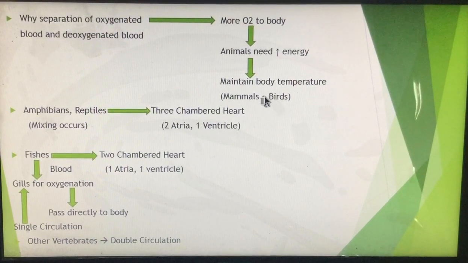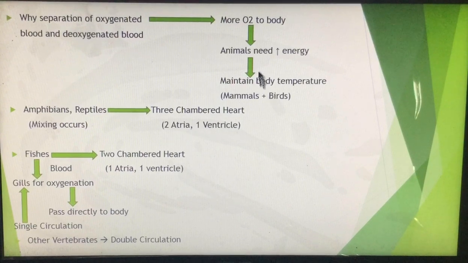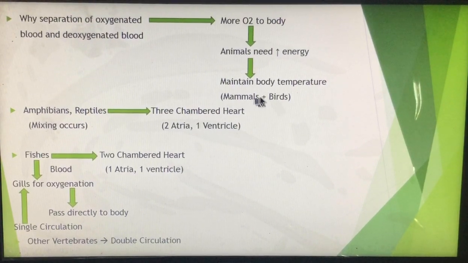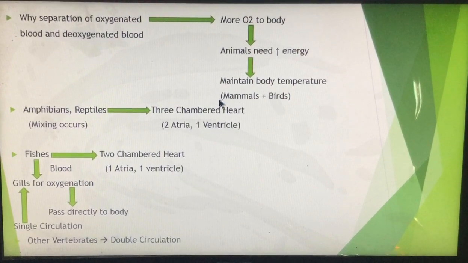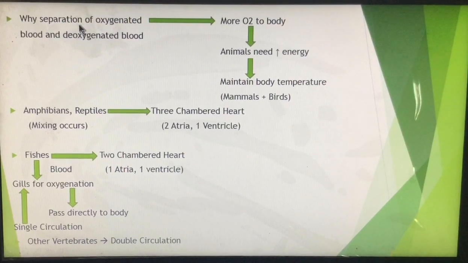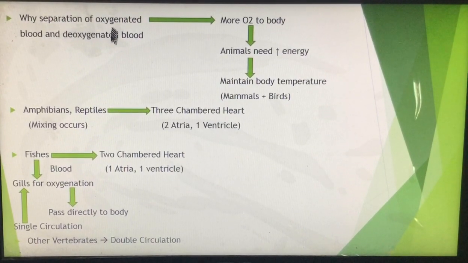For that they need more oxygen. So there should not be any mixing of oxygenated and deoxygenated blood. That is the reason the mammals and the birds are the only group of animals which have 4-chambered heart. 4-chambered हार्ट तुम्हें मैमल्स में दिखेगा या फिर बर्ड्स में दिखेगा, राइट? The reason is, as I told you, oxygenated blood और deoxygenated blood की मिक्सिंग नहीं होनी चाहिए, राइट?